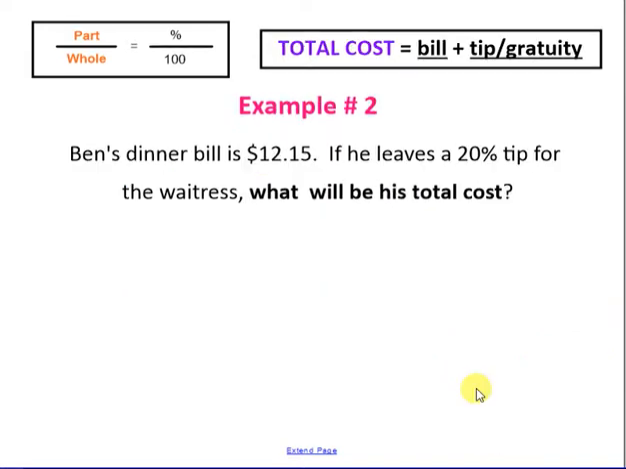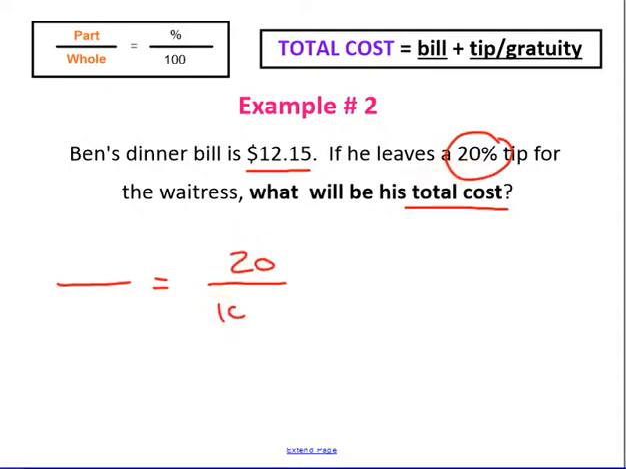All right, next problem. So Ben's dinner bill is $12.15. If he leaves a 20% tip for the waitress, what will be his total cost? Now in this problem, it's asking us the total cost, not just the tip. So first we need to figure out the tip, doing the same thing we just did in the last problem, and then we're going to add it to the original bill. So we're going to make a blank proportion. Our percentage is 20, and that always goes over 100. Our total bill so far is $12.15, and I'm trying to find out the tip.